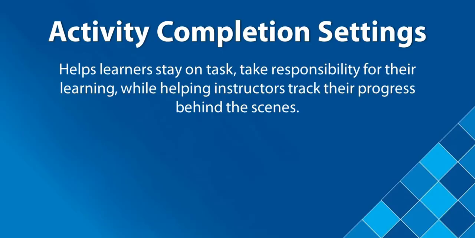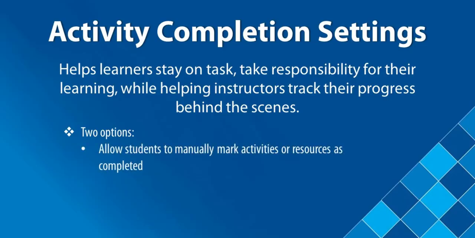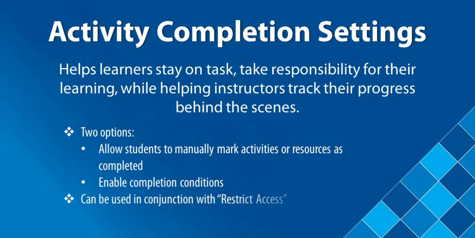They can be enabled for graded activities like discussion forums, assignments, and quizzes, as well as resources like pages, URLs, or files. There are two options instructors have for enabling activity completion. Depending on your needs, you can allow students to manually mark items in the course as completed, or set up conditions that the student must meet in order for the activity or resource to be marked as done.